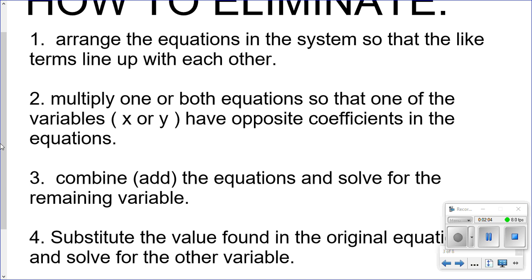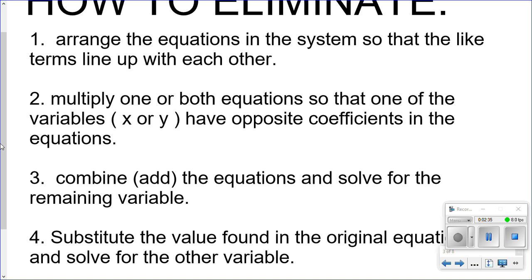Step 3 is to actually combine the equations, so you add the variables together. Again, you add like terms together and then solve for the remaining variable. When you combine, one of the variables should disappear because it cancels out. It gives you 0. If you still have two variables at the end, you did not line them up correctly, combine them correctly, or multiply correctly. Something went wrong. After your addition, you should only have one variable left. When you only have one variable left, you can go ahead and solve for that like a normal equation.